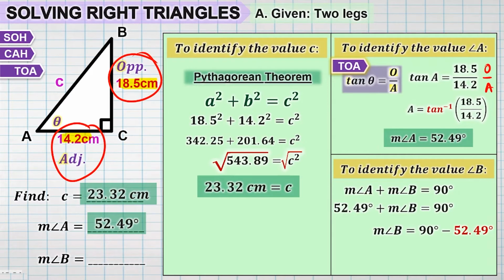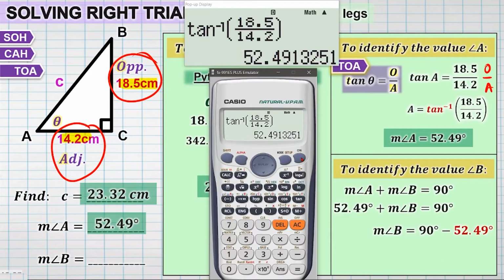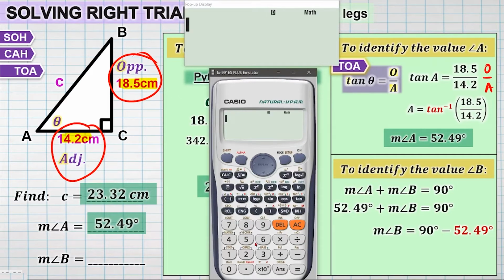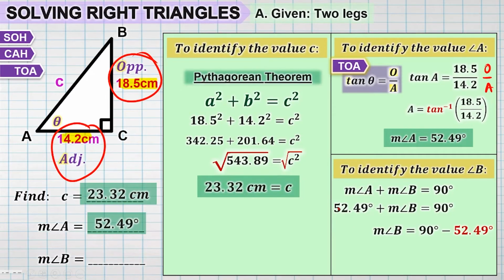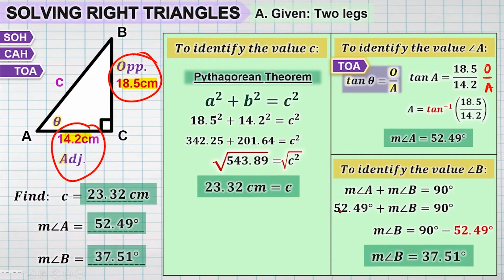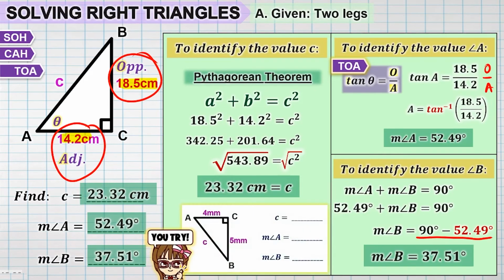And it's because we have our scientific calculator, that means hindi na natin pahirapan yung sarili natin. Type nyo 90 minus 52.49. And we're done. Gawin nyo lang siyang decimal. That's gonna be around 37.51 degrees. Ayun na yung sukat ni angle B. So, let's have one example na kayo naman yung sasagot. Probably related to this one. So, ito yon.